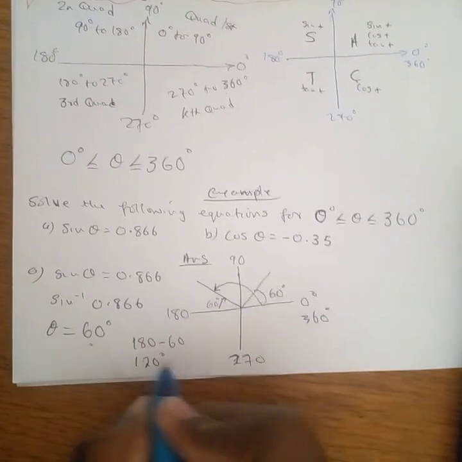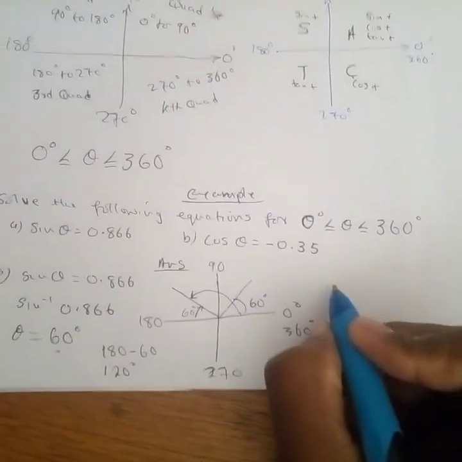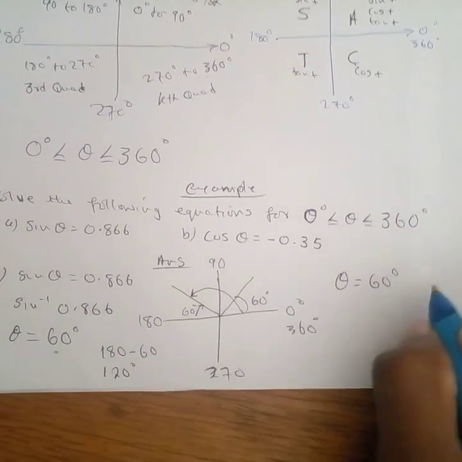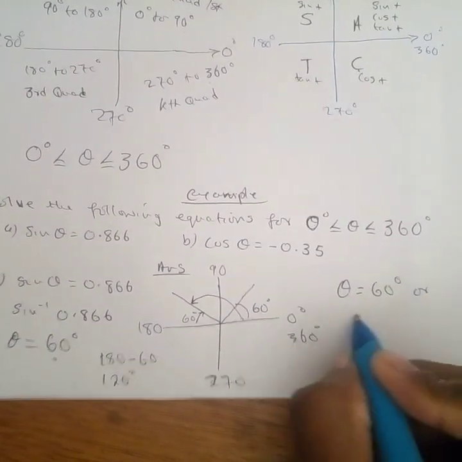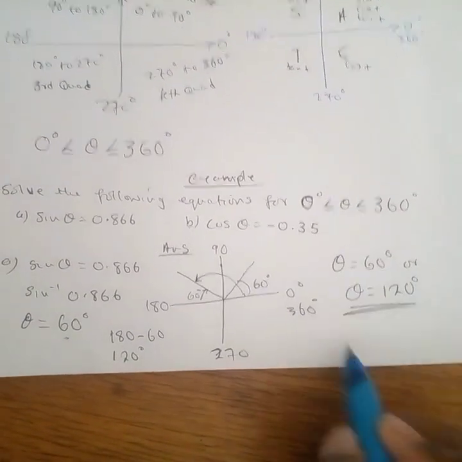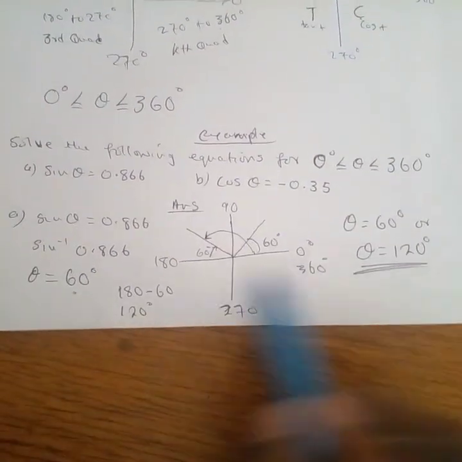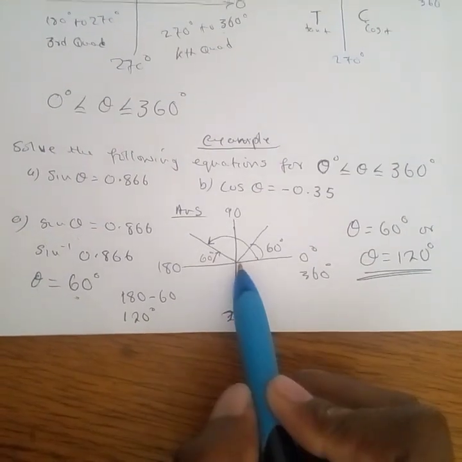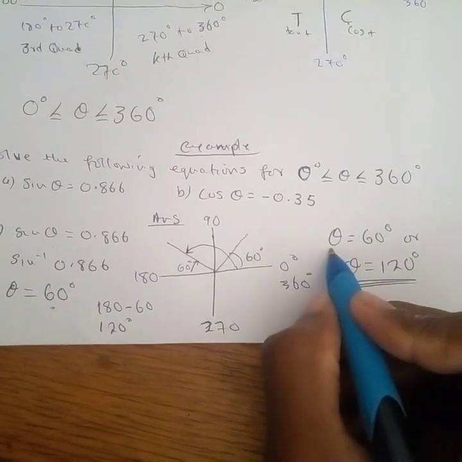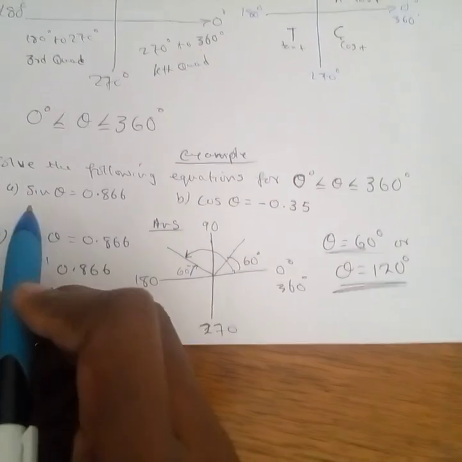Okay, so this tells you that the answers for the first one are theta is equal to 60 degrees, or theta is equal to 120 degrees. We can see there are two answers here. All the time when you're finding this kind of equation, this is how you find it, by using the cast diagram, which is going to make your life easy. So we have two answers, 120 and 60 degrees as our theta, because the sign is positive.